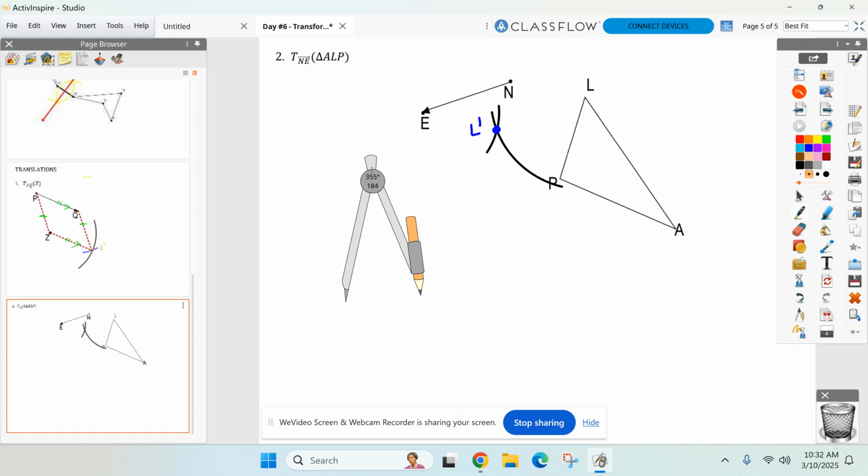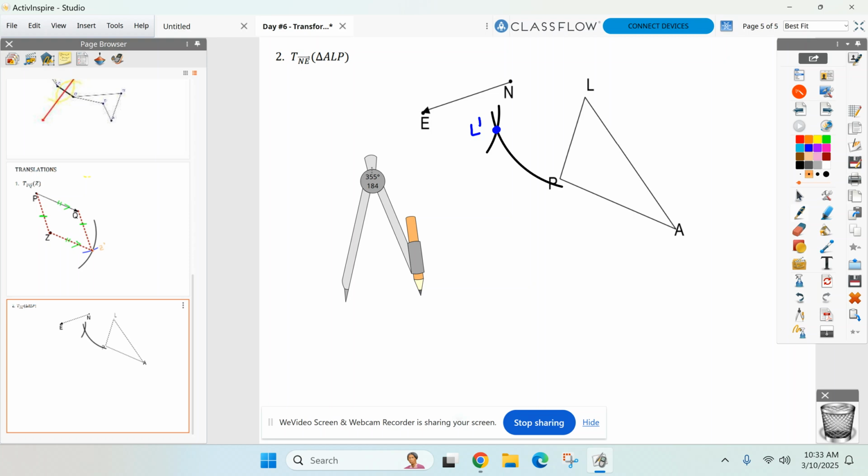So get your compass again, measure EN again, measure the vector. We'll start from step one, measure the vector. Okay, go from A, make that arc. Now you go from A to the start of the vector, so A to N in this case. Then you put your compass point on the end of the vector and make it intersect that. Yeah, we're off there, right? That's where A prime should be.